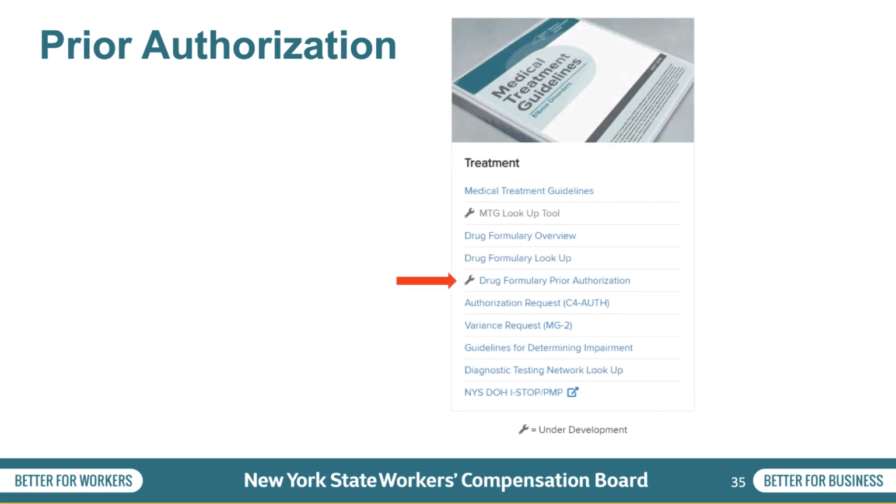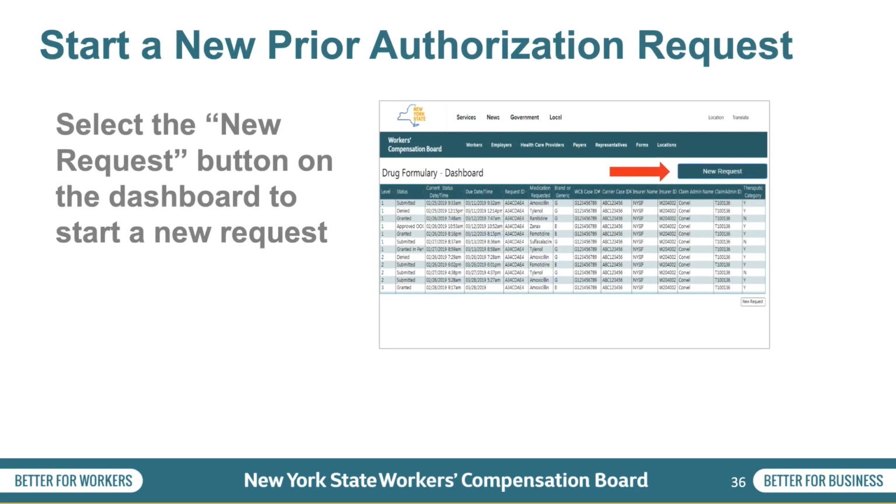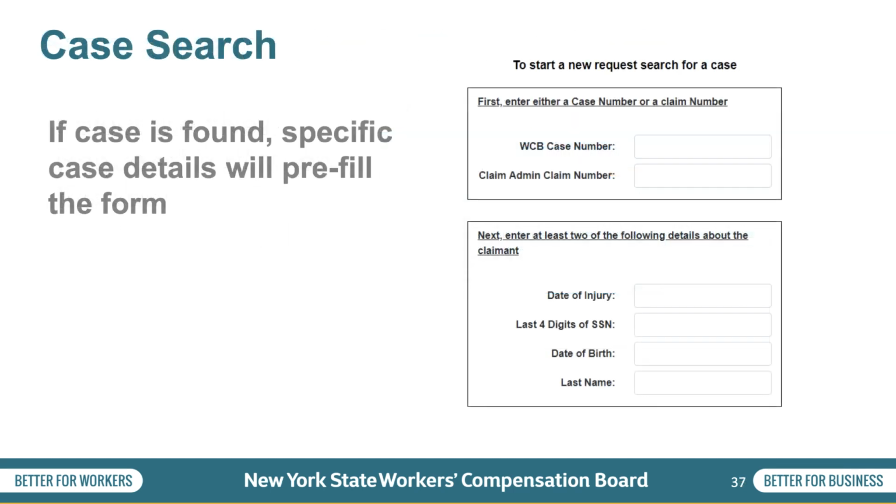To initiate a prior authorization request, the prescriber would go to the medical portal and select Drug Formulary Prior Authorization under the Treatment section. The user is then brought to their dashboard. Users can see the status of all their prior authorization requests, and they can make a new request there. Upon initiating a new prior authorization request, the prescriber will be asked to perform a case search for the patient.